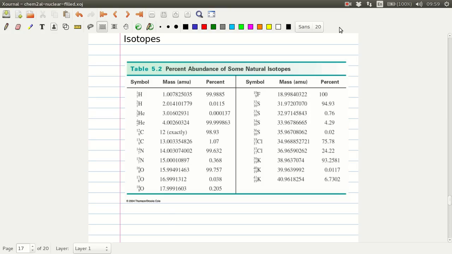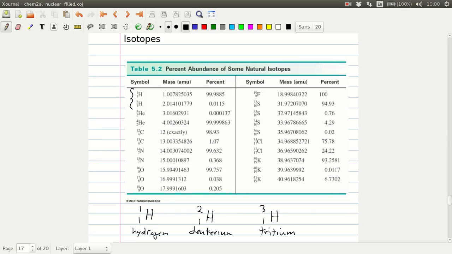For example, let's look at hydrogen. Hydrogen exists in 3 isotopes. Only 2 are listed in the table here; those are the 2 more common ones. The first, the hydrogen that contains only 1 proton and 0 neutrons, is hydrogen. Hydrogen can also have 1 proton and 1 neutron. This is called deuterium. And then hydrogen can also, the radioactive isotope, have 2 neutrons and 1 proton. This is called tritium.